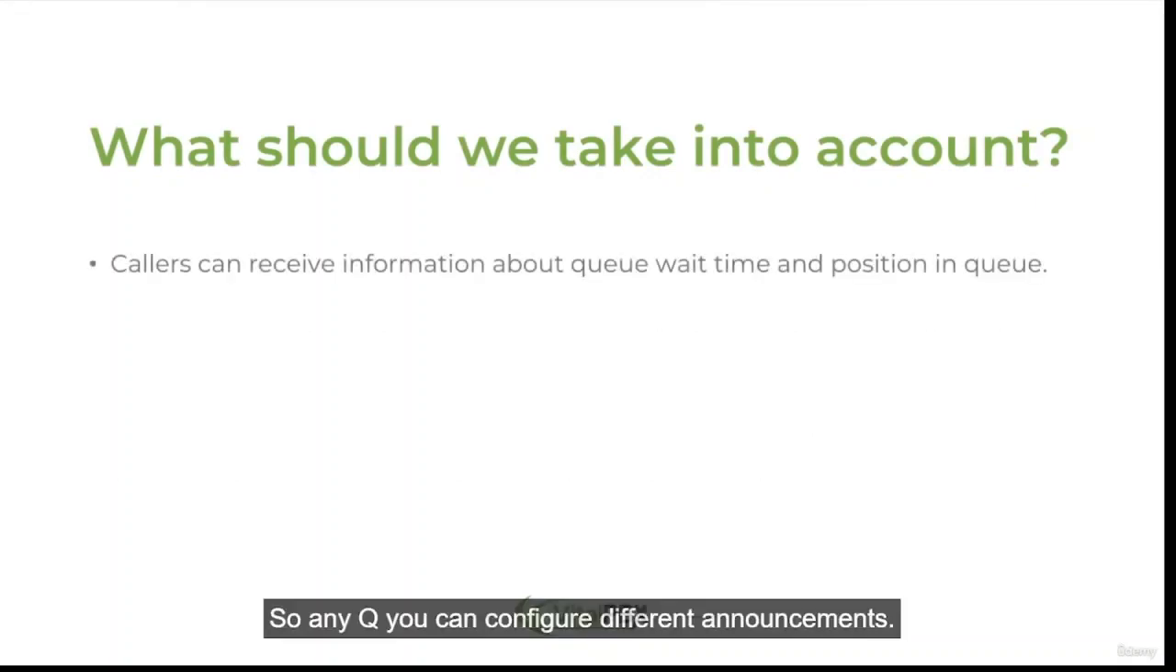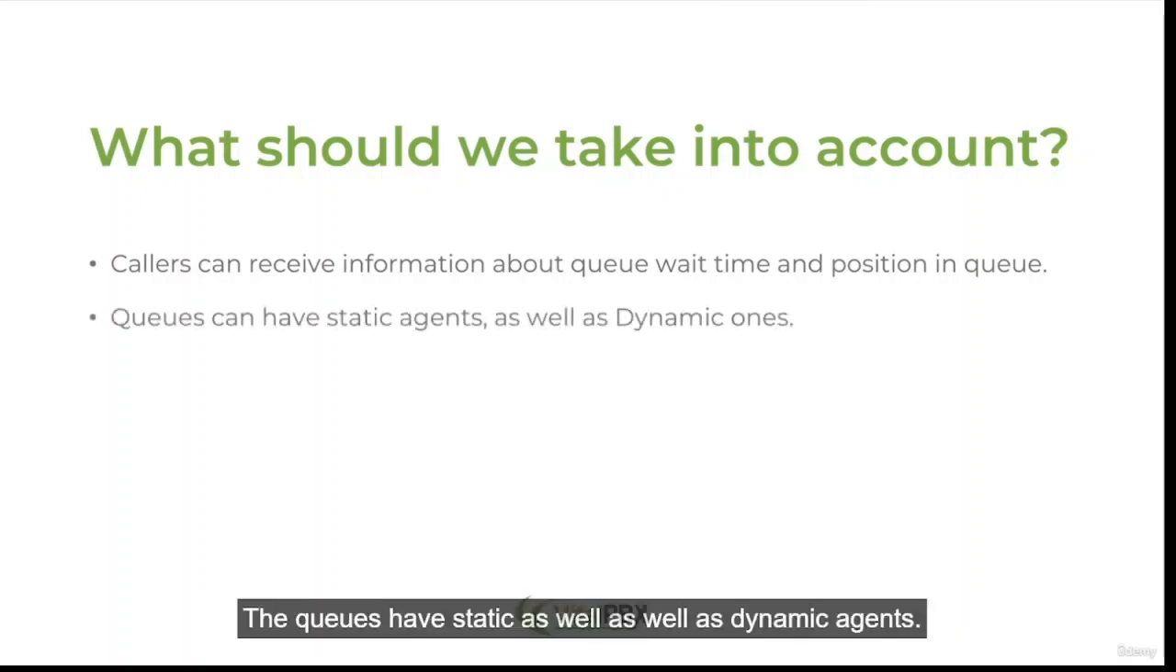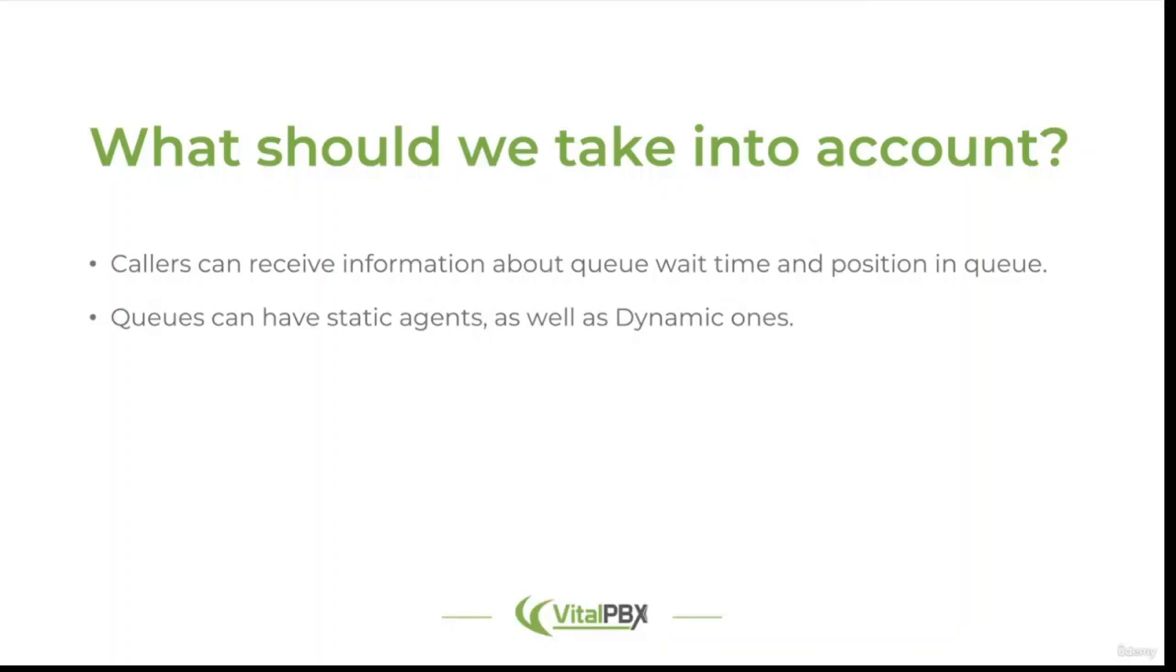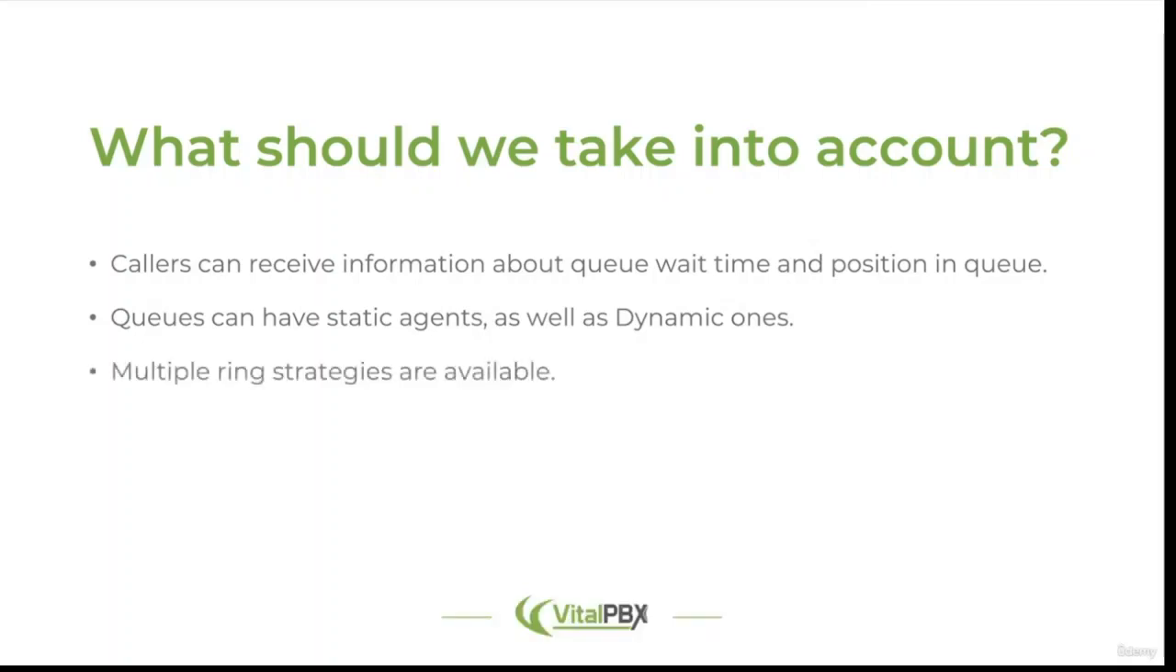So in a queue, you can configure different announcements. This is another advantage over ring groups in certain cases. So callers can receive information about a queue wait time and precision. The queues have static as well as dynamic agents. We will see this in just a moment, what we mean by these types of agents.